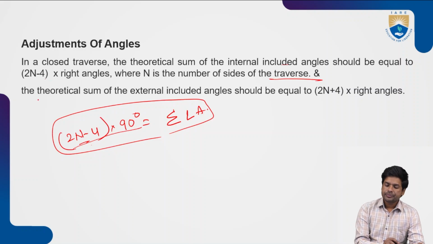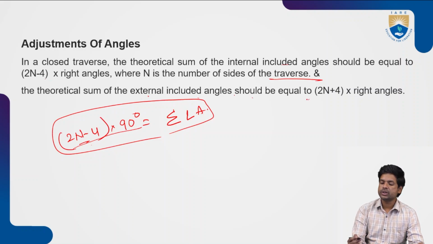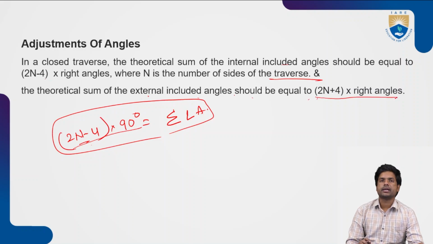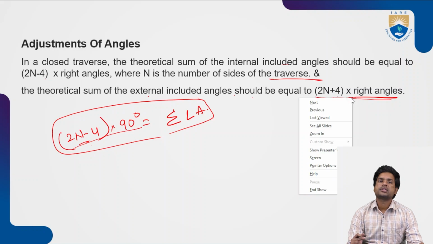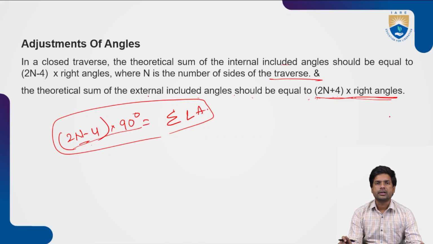And the theoretical sum of the exterior included angles should be equal to (2n plus 4) into right angles. Suppose you calculate the exterior included angles, not interior. To cross check, you have to find this value, (2n plus 4) into right angles. If this value is equal to the sum of the angles, then your calculation is correct.